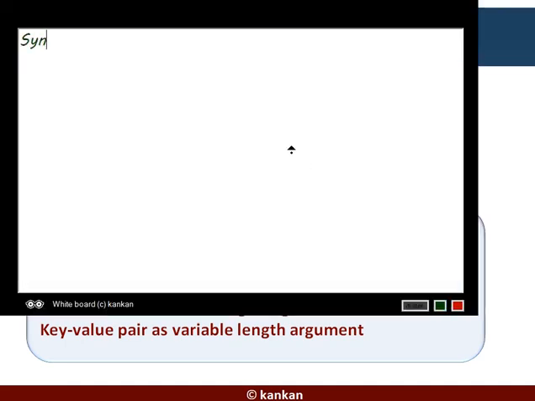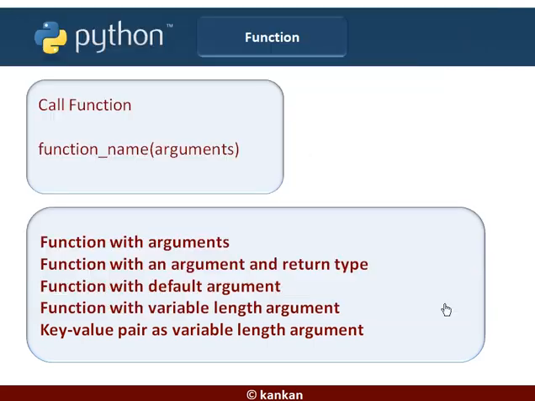So the syntax of a function call is the function name and arguments. If arguments exist, you need to pass them, otherwise you need to leave it blank. A function can be called within a programming construct similar to a built-in function.